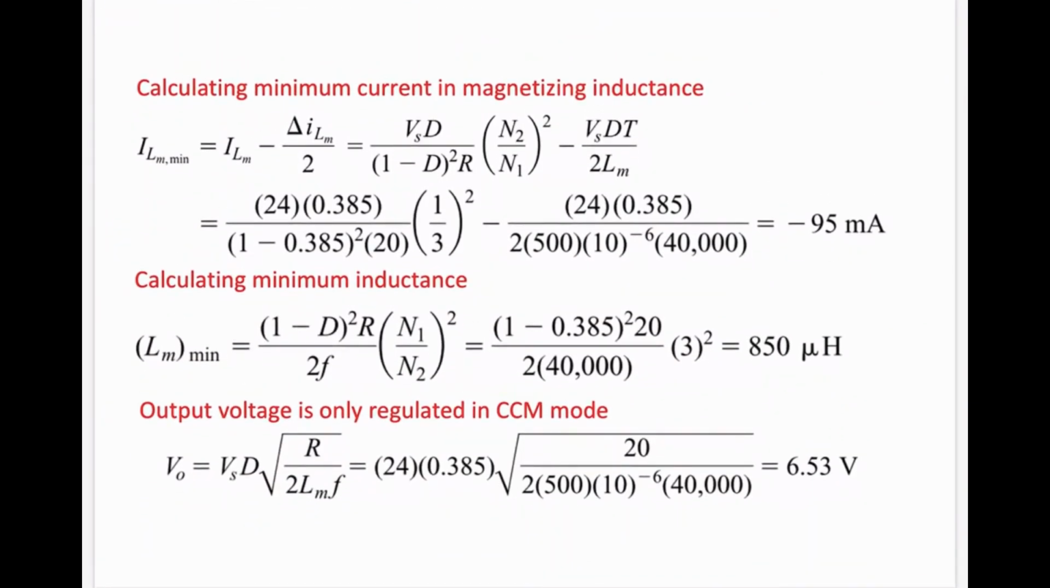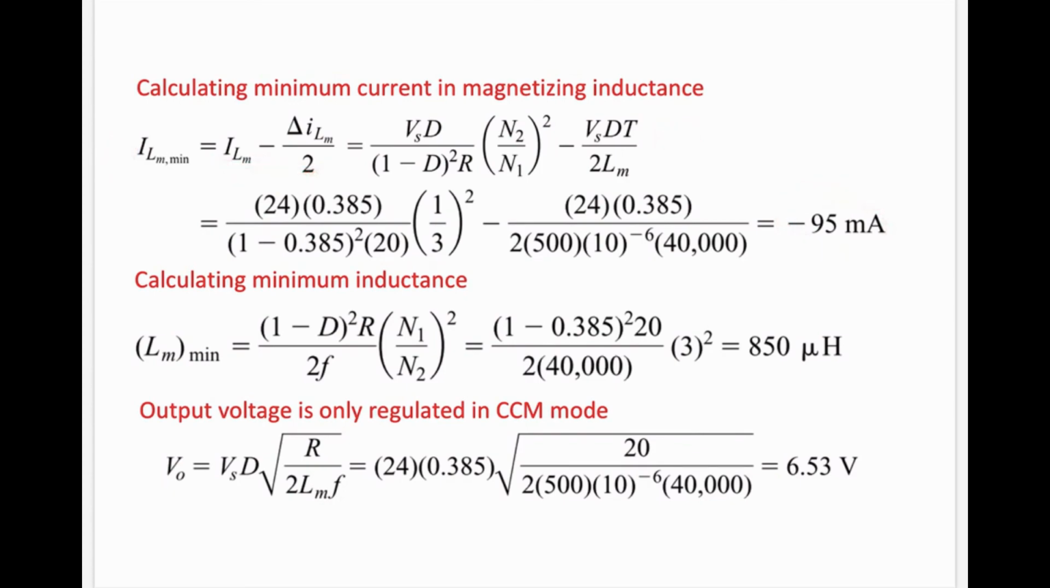Okay, now using the same expression that we used earlier, the minimum value of the ILM, that is the average value minus half of its variation. So we get this expression and we use all the values. This comes out to be minus 95 milliampere. It's negative.